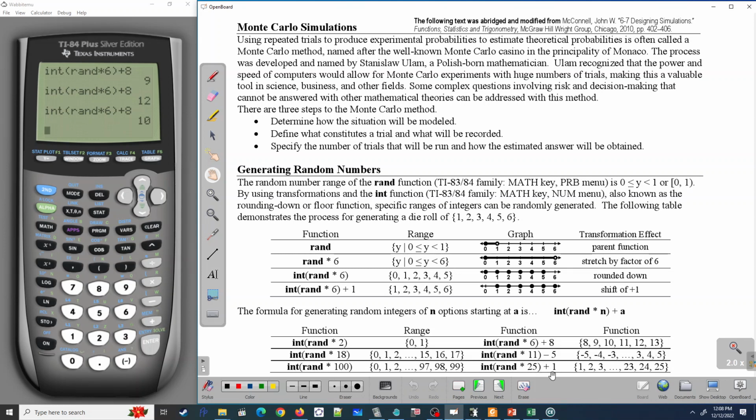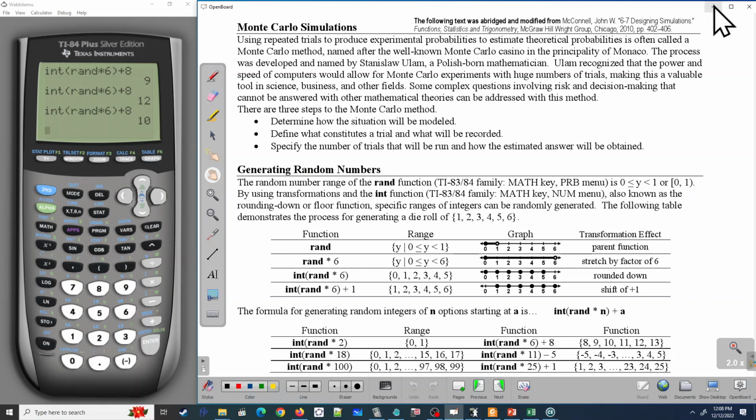So here, if I say +1, I'm just going to start literally at 1, and I'm going to count 25 numbers. So 24 numbers after 1 is 25. And that's how you can essentially create a die on your calculator, which is what we're going to use to simulate our different events.